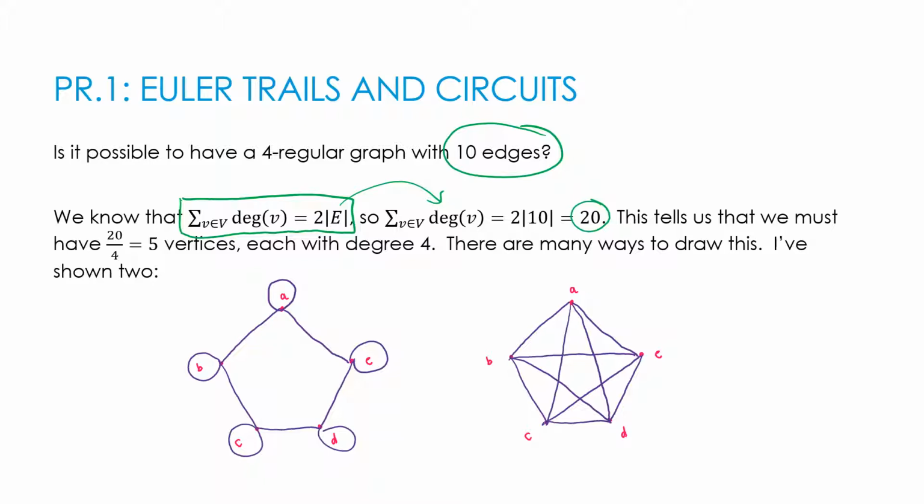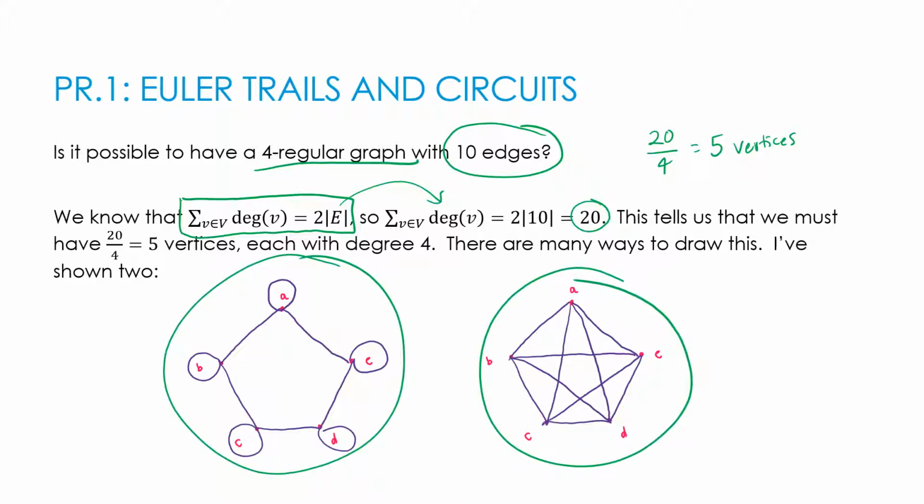So if I add up the degrees of all the vertices, it must be 20. Now typically that wouldn't tell us how many vertices I must have, but because it's 4-regular, we're saying that 20 has to have 4 per vertex, which means 5 vertices. So if you'll notice, now that I know it is possible, I've given you 2 different representations, and both of those representations have 5 vertices, and both have a degree of 4 for each vertex. And so yes, this is in fact possible, and I've given you 2 different ways to do it.